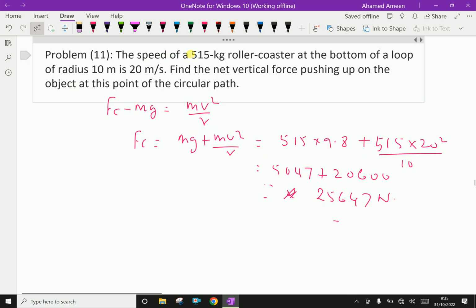Look at this question. Here the speed of the 515 kg roller coaster at the bottom of the loop of radius 10 meter is 20 meter per second. That is the velocity, and the distance is done. Find the net vertical force pushing up the object at this point of the circular path. Fc, the centripetal force, minus the weight equals mv squared by r. Then your Fc equals mg plus mv squared by r. Here the net vertical force pushing up the object means Fc minus mg.